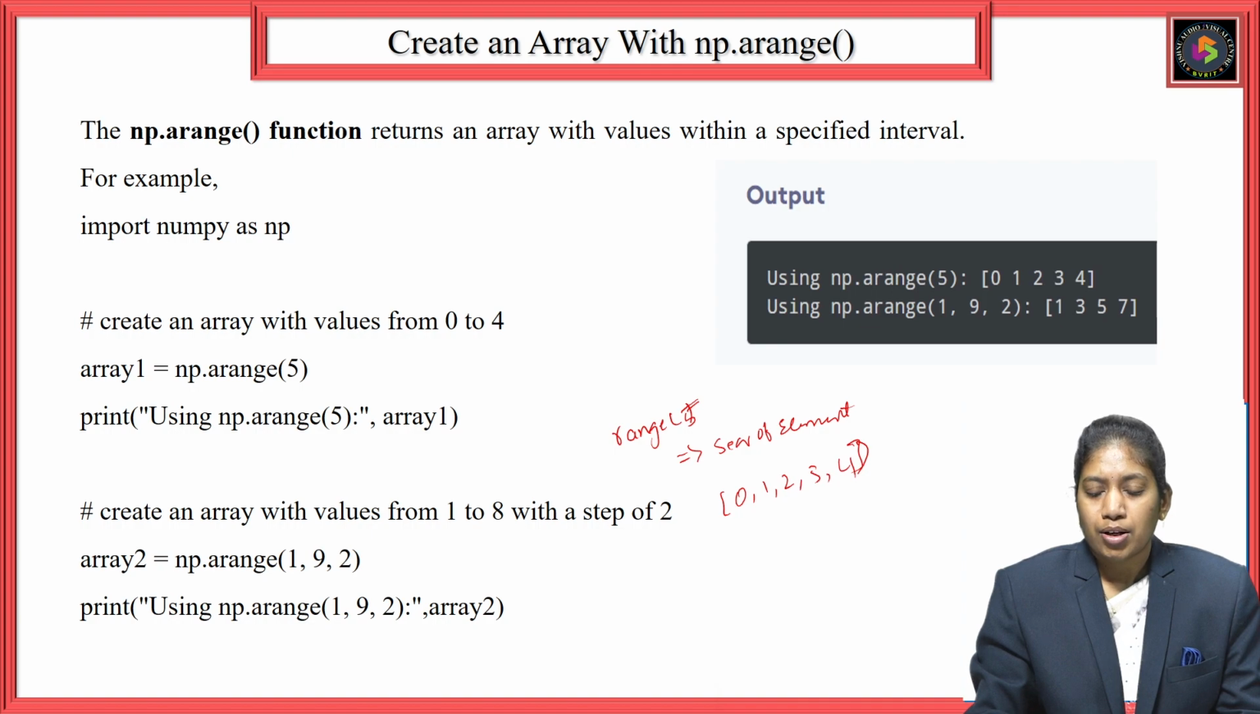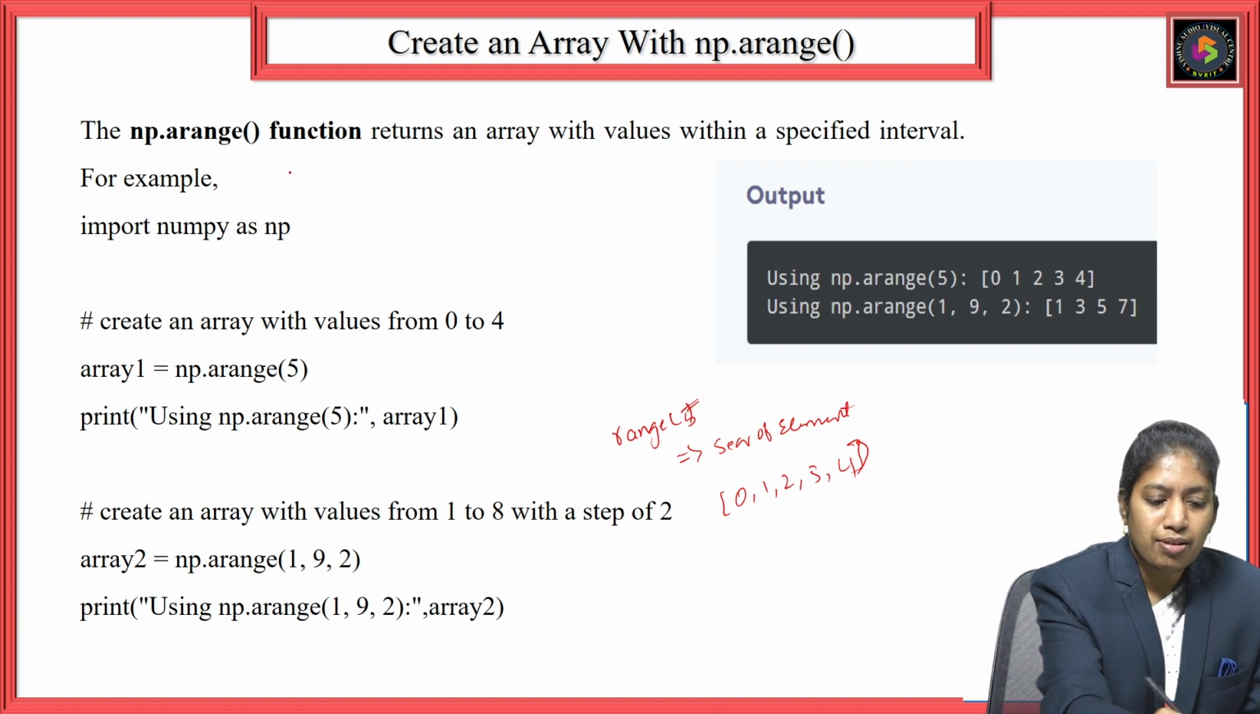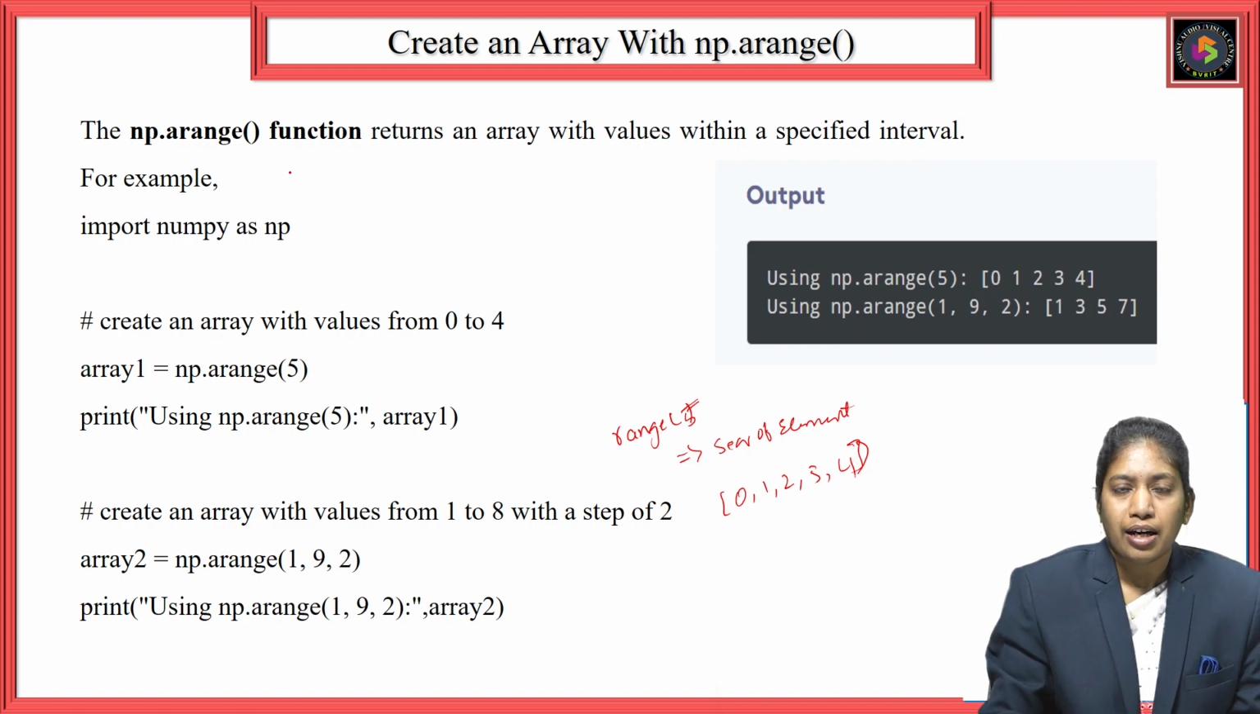So I'll get these elements 0 to n minus 1; a value sequence can be generated with the range function. Likewise, arange is the same for array range. The arange function returns an array with values at a specific interval. With a specified interval, it generates the values. So arange is a NumPy function.